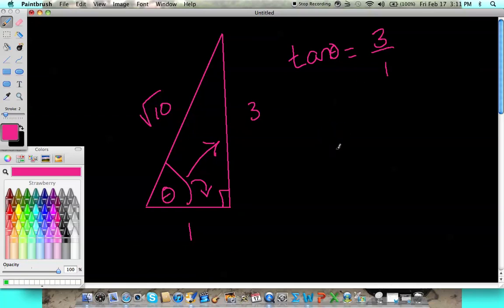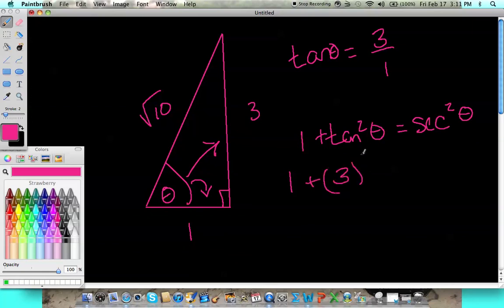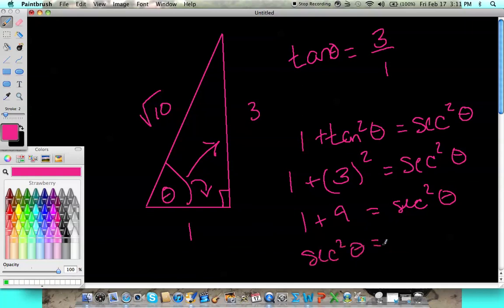I can use the Pythagorean identity that 1 plus the tangent squared theta equals the secant squared theta. So if I do 1 plus 3, because the tangent is 3, equals secant squared theta. 1 plus 9. So secant squared theta equals 10. So secant of theta equals the square root of 10. That's another way to use it. You can either draw a triangle or you can use the identities to solve.